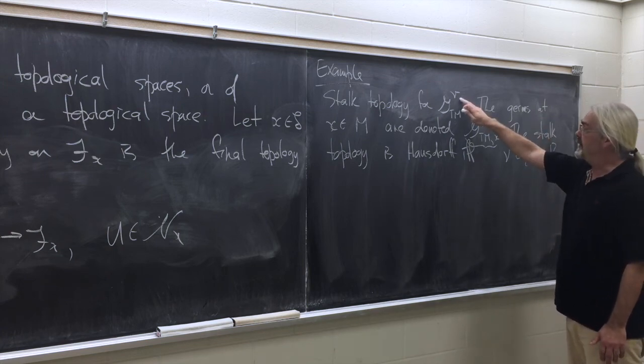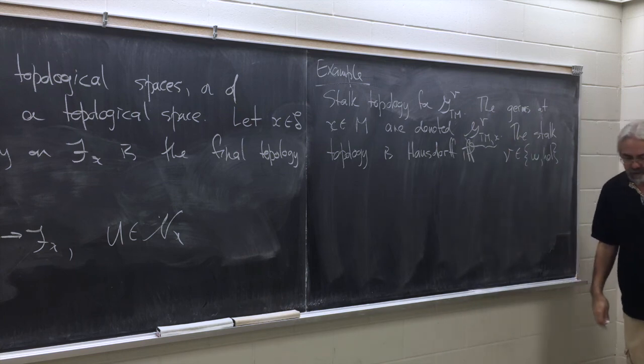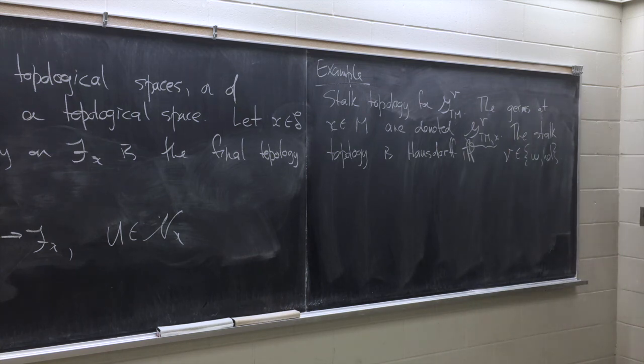Take nu equals infinity. Okay, so then what do we have? We have germs of smooth vector fields. When will two distinct germs of smooth vector fields not be separated by neighborhoods in the stalk topology? Okay, so in what way is this not Hausdorff?